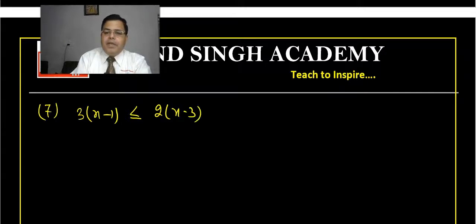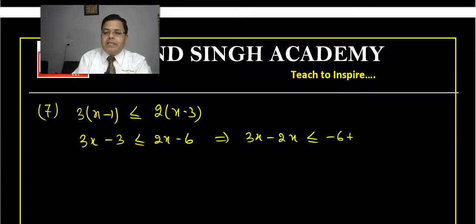If you want to solve it, then you can write it: 3x minus 3 is less than or equal to 2x minus 6. 2x will come this side, so 3x minus 2x is less than or equal to minus 6 plus 3. Minus 3 will come this side, it will be plus. So this implies x is less than or equal to minus 3.